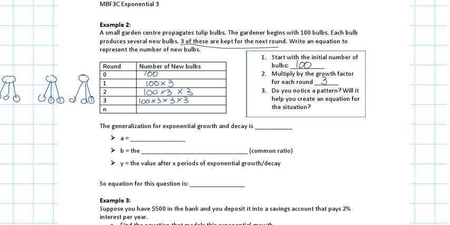Let's say if I had 4 rounds, what would it be? 100 times 3 times 3 times 3 times 3. Instead of writing it so many times, how can I simplify this? What would I write here to simplify?